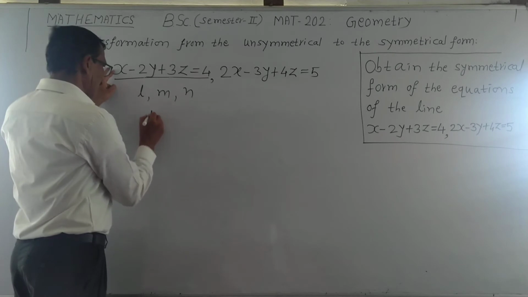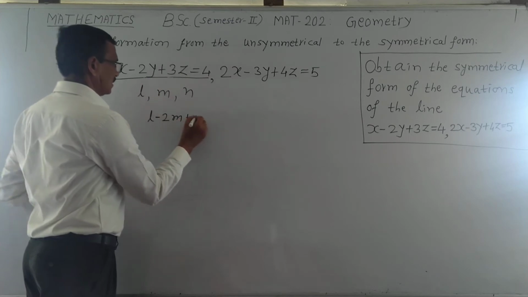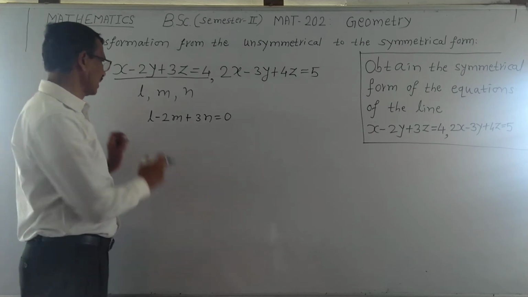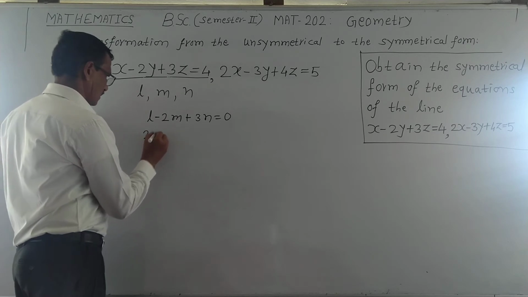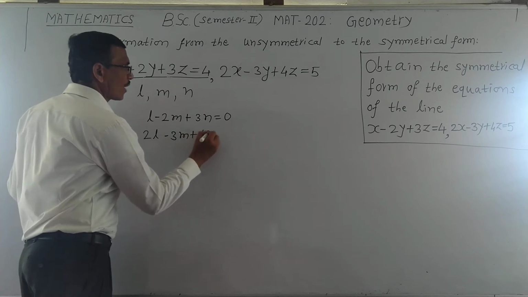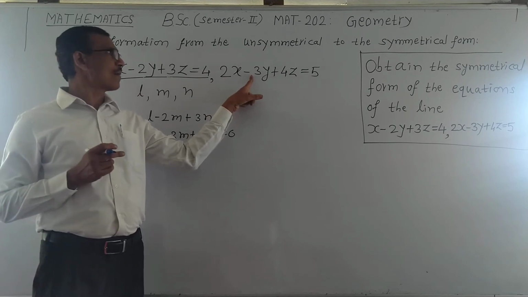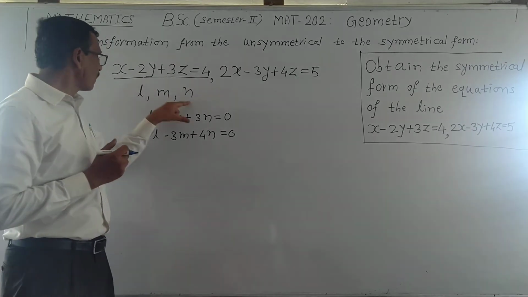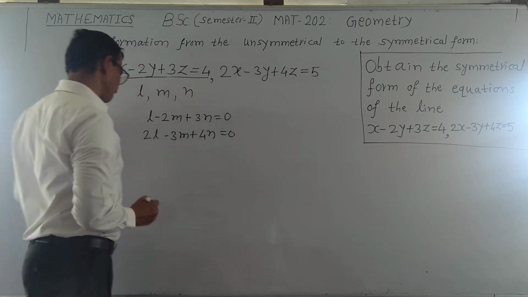The line is perpendicular to the normal to the plane, whose direction ratios are 1, minus 2, 3, and therefore we have l minus 2m plus 3n equals 0. And for the second plane, 2l minus 3m plus 4n equals 0. To obtain the values of l, m, n, we have to solve these two equations. We shall solve by the determinant method.